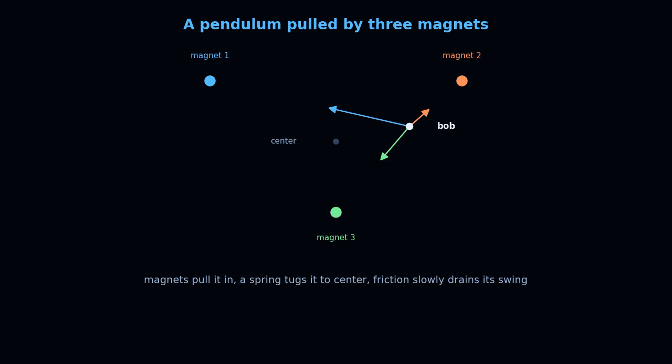Here's the setup, a bob that can swing freely over 3 magnets. Each magnet pulls it closer, while a gentle spring keeps tugging it back toward the center. And friction slowly drains the swing, so it can't wander forever. So it has to come to rest somewhere? Right, with friction, almost any ordinary start settles near one of the 3 magnets. The only question is which one.